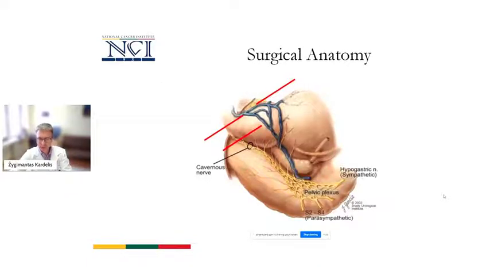Surgical anatomy. The prostate gland is located in the pelvic floor, below the urinary bladder and anterior to the rectum. The average size is about 40 cc, but in some cases it can be enlarged up to 500 cc.